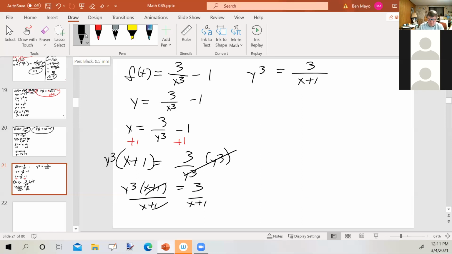So far, so good? Yeah. What am I going to do now? Write it in inverse notation. But I haven't solved for y yet. I've solved for y cubed. What do I need to do? Cube root. Okay.